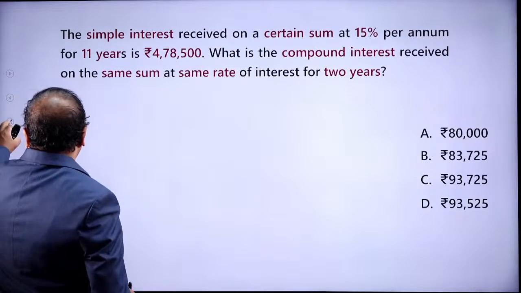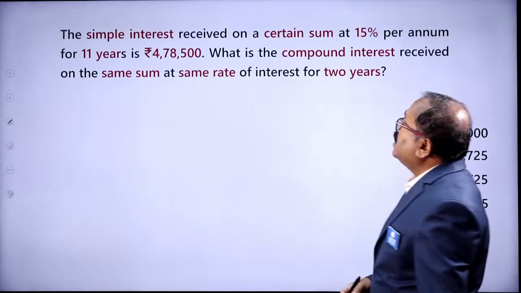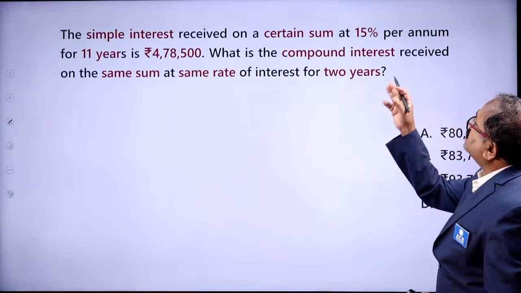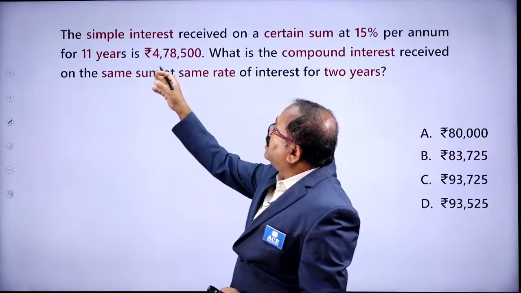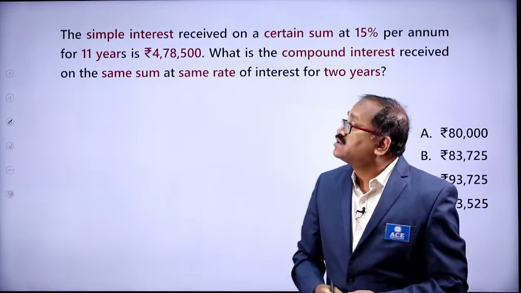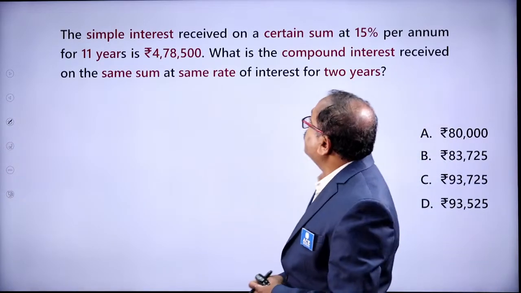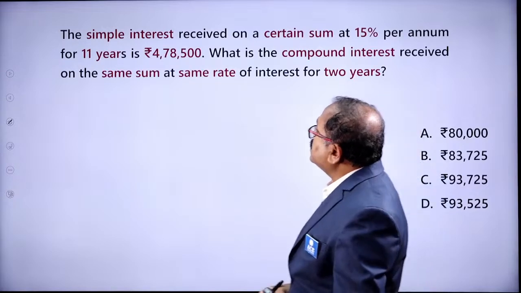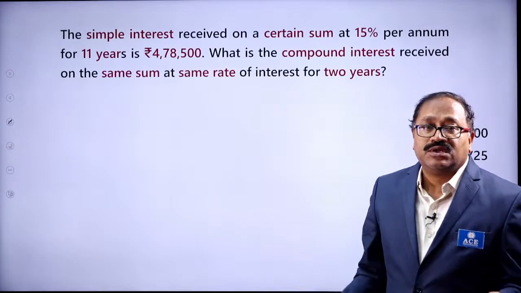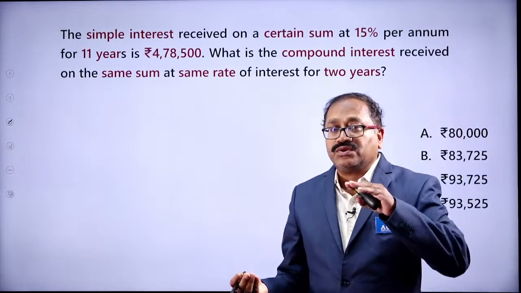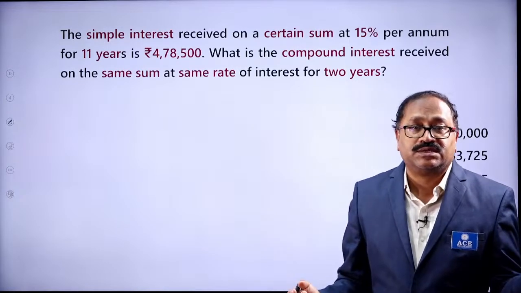Yes, my friends, let's come on. Here it says, what is the question? The simple interest received on a certain sum at 15% per annum for 11 years is rupees 4,78,500. So what is the compound interest received on the same sum at the same rate of interest for 2 years? If you know how to answer this question, you will hardly take 10 to 15 seconds to answer this.